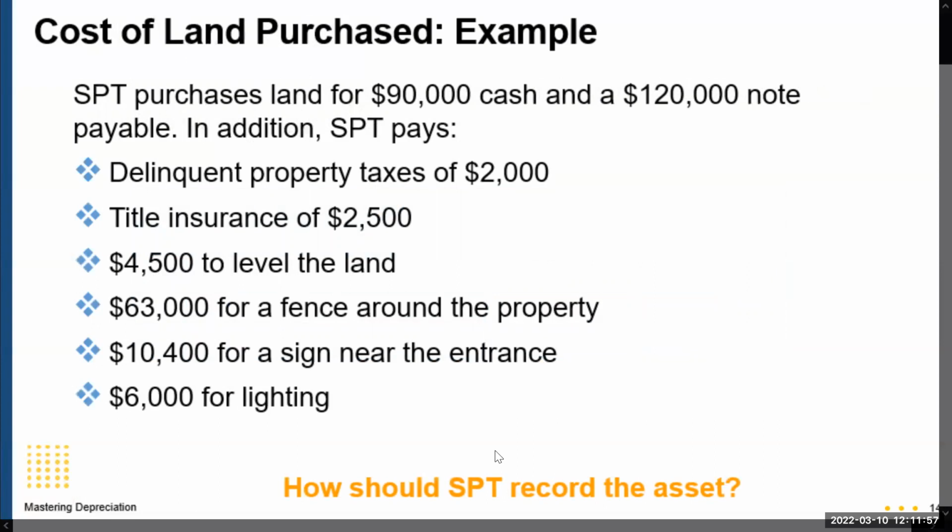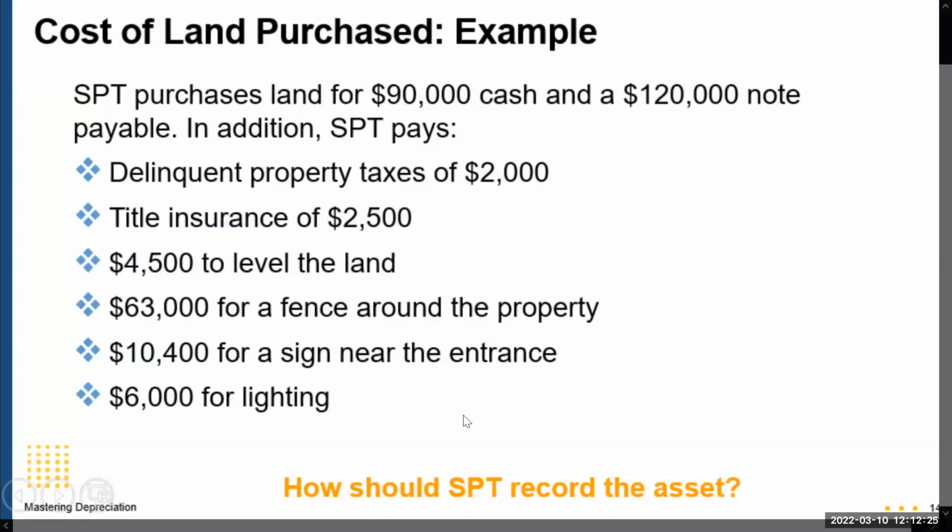This one, if they give you this question, looks more like your homework. Your homework tends to ask you the more difficult questions. So how should they record this asset? They give you a whole list of expenses. The land they bought for $90,000 cash and $120,000 notes payable. In addition, they paid delinquent property taxes and title insurance, leveled the land, built a fence, put up a sign, and did some lighting.